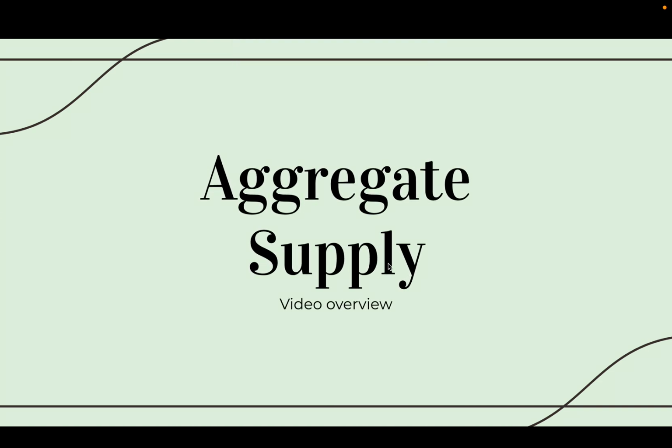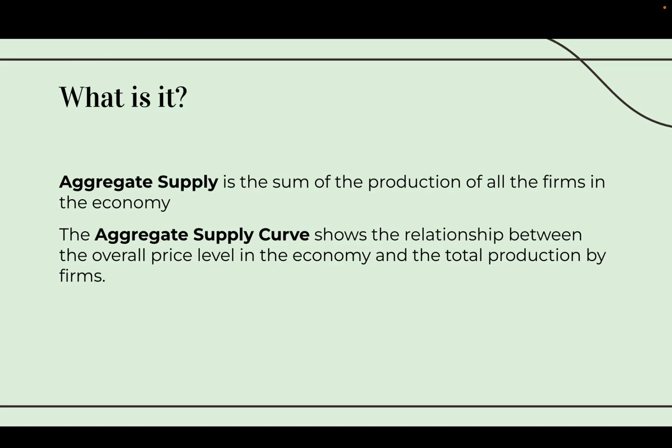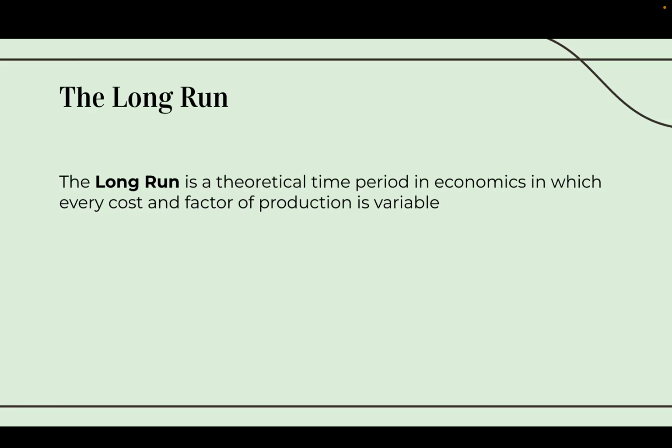Okay, so we are going to be doing a little overview of aggregate supply and what that means and what that looks like in the short run and the long run. So aggregate supply is the sum of the production of all the firms in an economy. So we're adding up all the production across every single firm, and that's going to get us our aggregate supply. The aggregate supply curve, though, shows the relationship between overall price level in the economy and the total production by firms. So it's just showing that relationship on a graph.